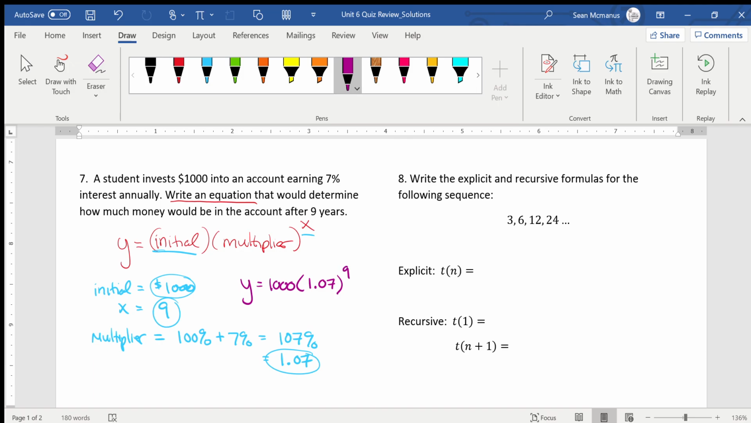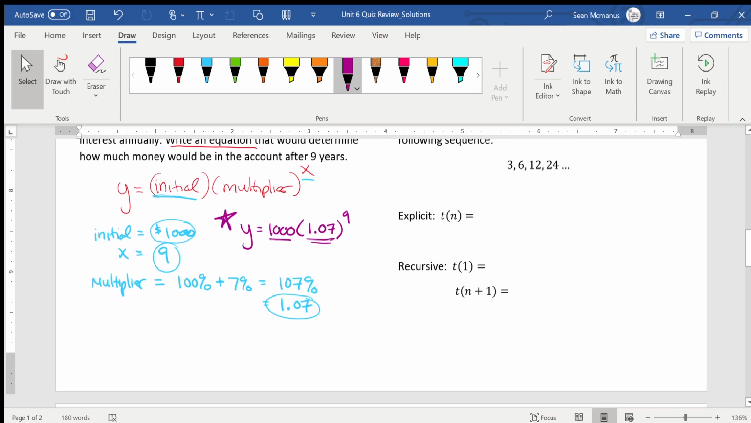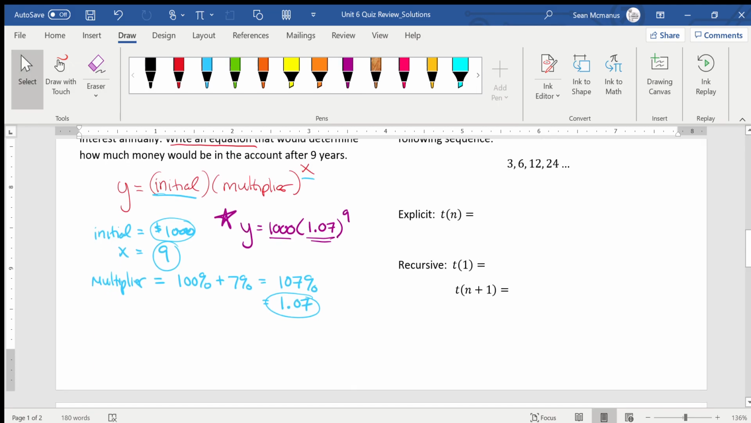A lot of people wrote the correct equation and then solved it. Many did it correctly. Some wrote this equation correctly, but then they told me it was like 9,000 and something. So that tells me what they did was they multiplied 1,000 times 1.07 times 9. Remember, 9 is the exponent. So you're not multiplying by 9, you're multiplying 1,000 by 1.07 9 times. The calculator will do that for you. You definitely don't want to do it by hand.